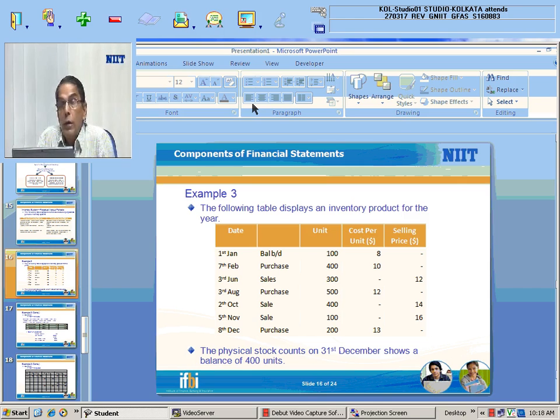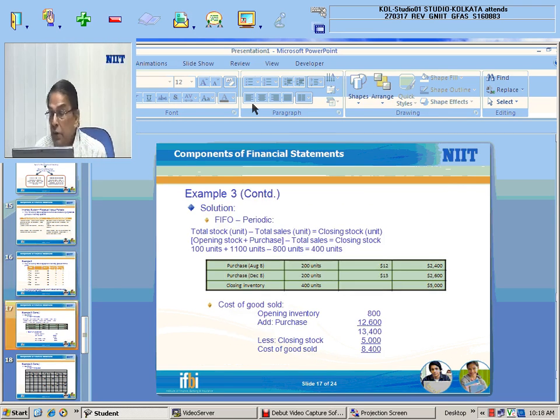Now following FIFO, if 400 units are left, I will consider 200 units related to the purchase made on 8th of December and the remaining 200 units related to the purchase made on 3rd of August. That is what FIFO is. So 200 units were purchased at 13 rupees on 8th of December and the remaining 200 units were purchased on 3rd of August at 12 rupees. So what is the cost? 200 into 13 plus 200 into 12. So 2600 plus 2400. That is the value of the closing inventory.